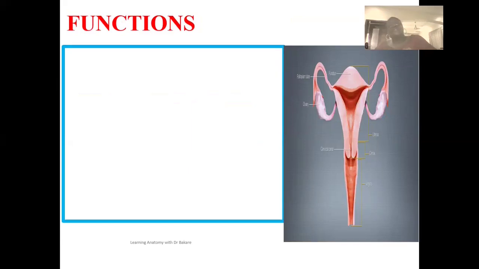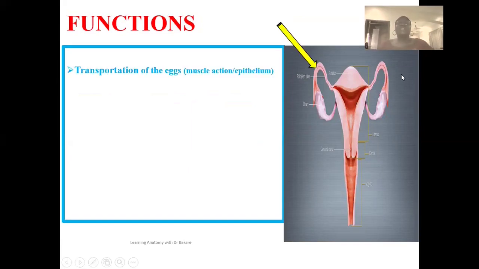Let's try in details to explain what they do in respect to reproduction. This structure is responsible for transporting the egg that is released by the ovary into the specific region of the uterine tube where fertilization will occur. It is in the uterine tube that fertilization will occur. It is this same uterine tube that is also responsible for transporting the egg that is released by the ovary into the specific region of the uterine tube where this fertilization process will occur.